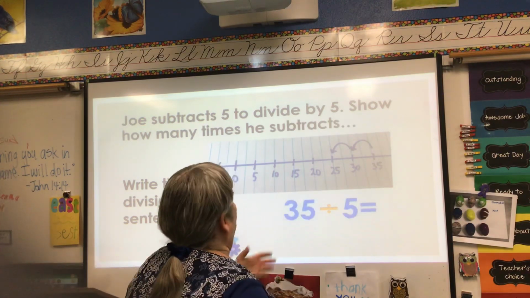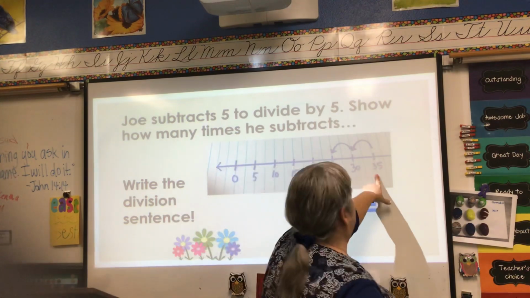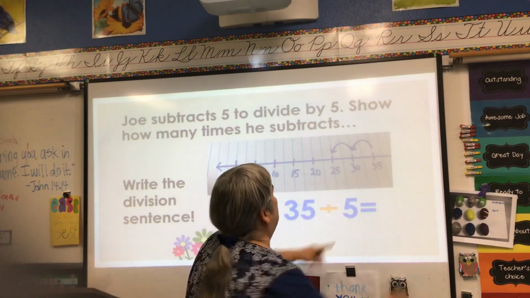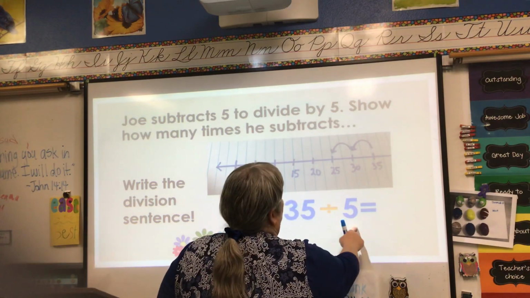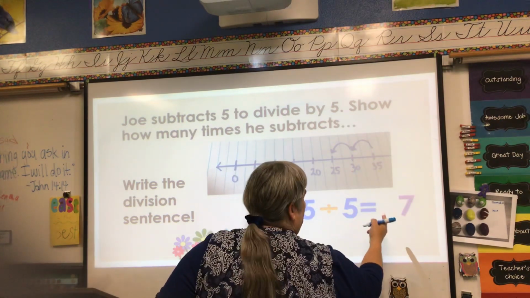Next one. Joe subtracts 5 to divide by 5. You're like, wait a second. That's right. I start with the biggest number. I'm going to divide into the groups they tell me. So 35 divided by 5 is 7.